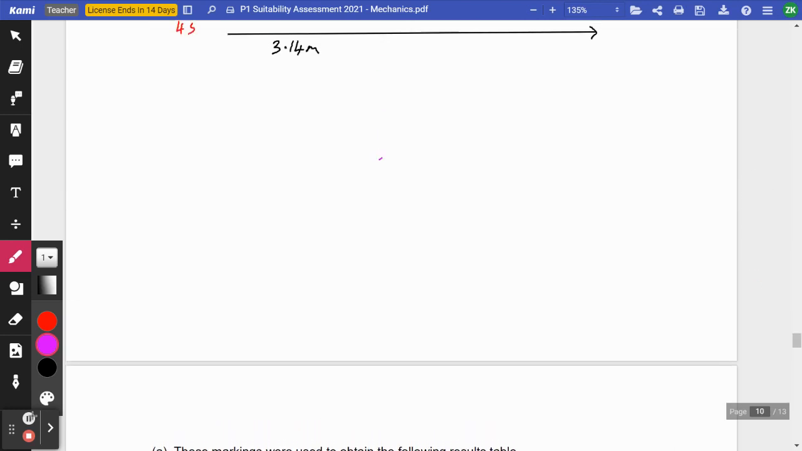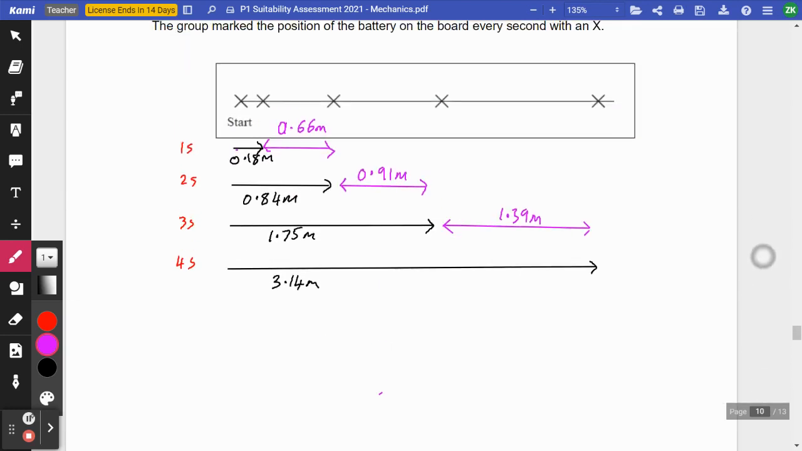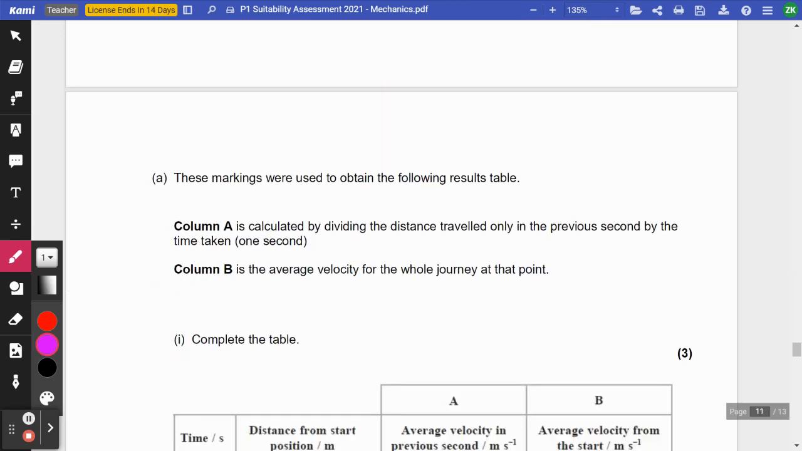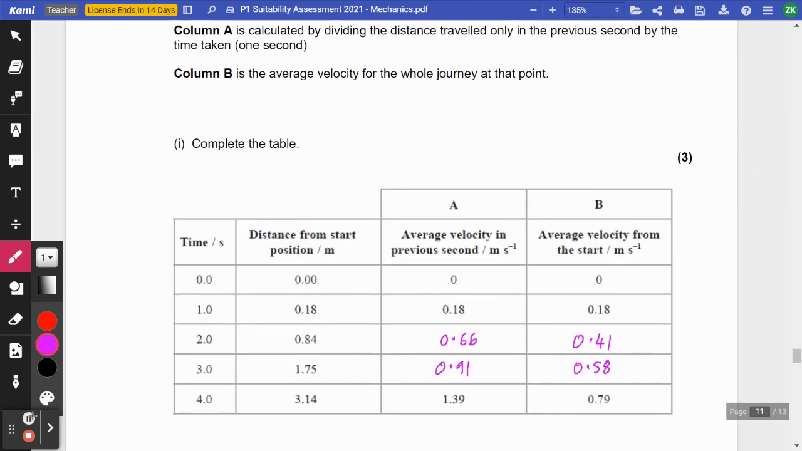Now, the distance traveled in the previous second, from 3 seconds to 2 seconds. Again, we look at the difference in distances. Visually, it's easier. And that's 0.191 meters from there to there. How long did it take to go from there to there? It was 1 second to go from here to here. 2 seconds, and then 3 seconds, the object was there. So it traveled 0.91 meters in 1 second, so therefore the speed is 0.91 meters per second.